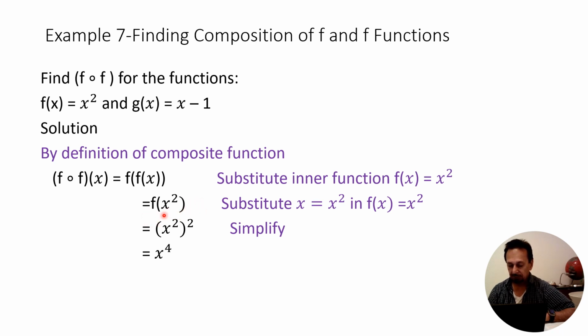Now to find this one, we take this x squared and substitute it where the x is here. And so x changes to x squared, but keep the power. So now we have x squared squared. So we multiply the powers, and this becomes x to the 4. So the answer is x to the 4.